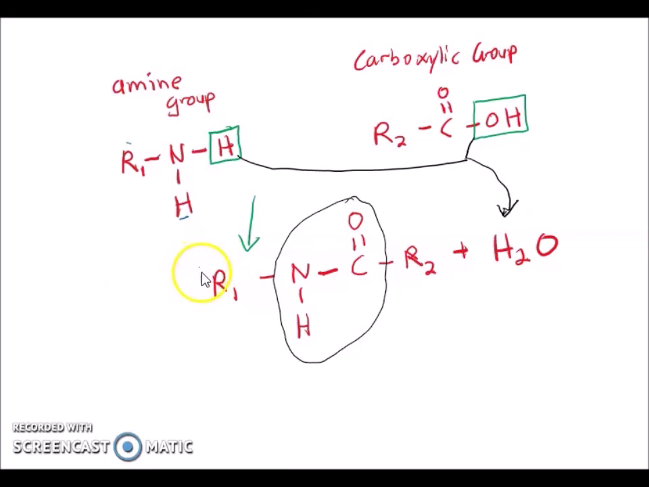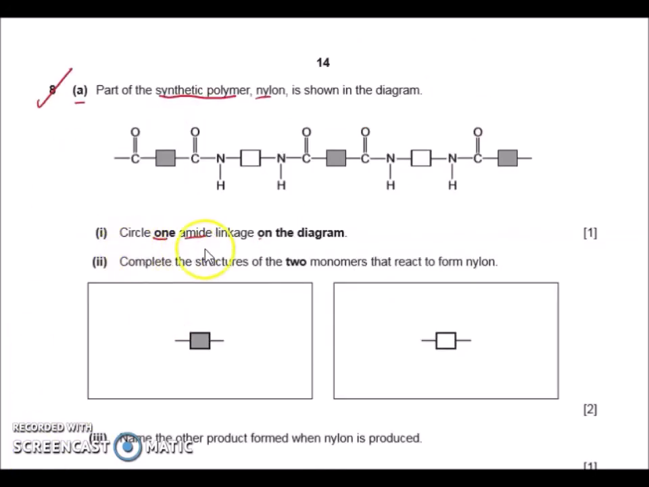As you can see, there is a white box and a black box, right? This is the white box and the black box as an example. We can use this to answer the following question. As we have learned just now, the amide linkage here will be this part. You can just circle this.